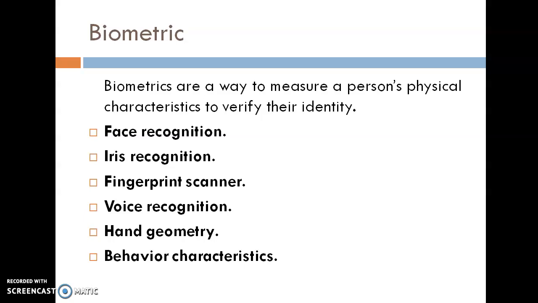Biometrics are a way to measure a person's physical characteristics to verify their identity. Biometrics include face recognition systems, iris recognition, fingerprint scanner, voice recognition, hand geometry. It also depends on behavioral characteristics.